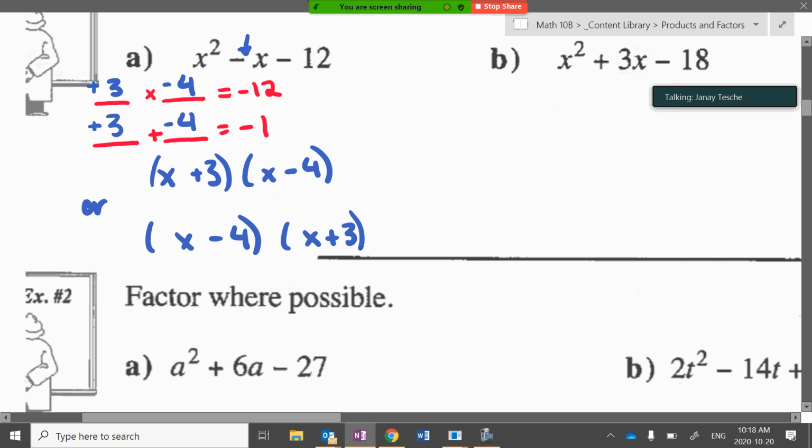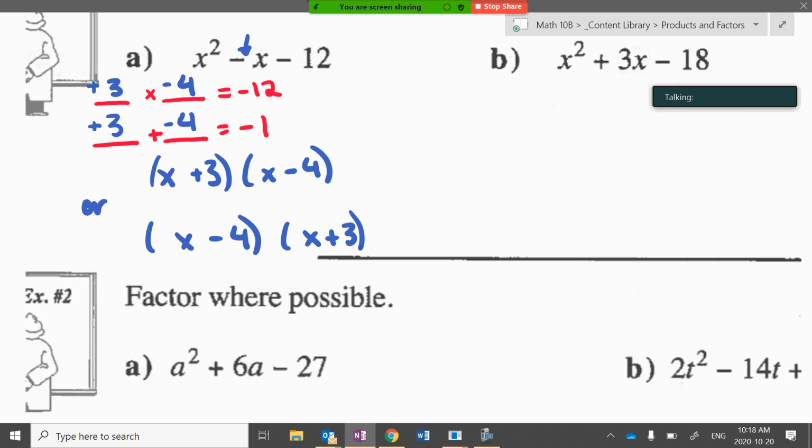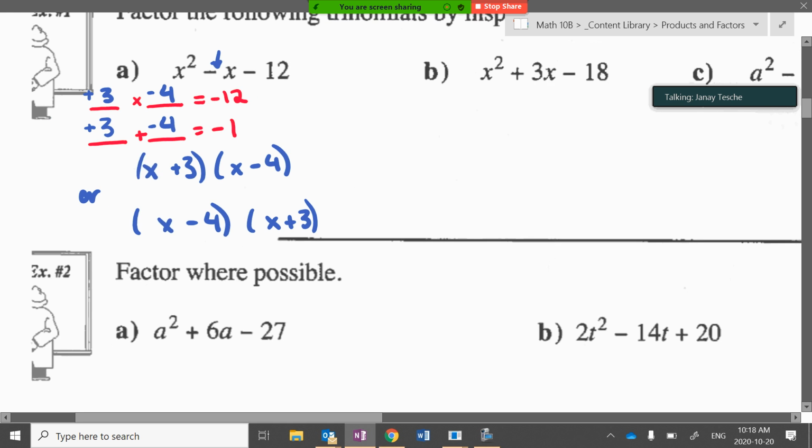Can you guys see the board well enough with the window? Yeah, okay. It's just a lot of glare for me when I look at it.